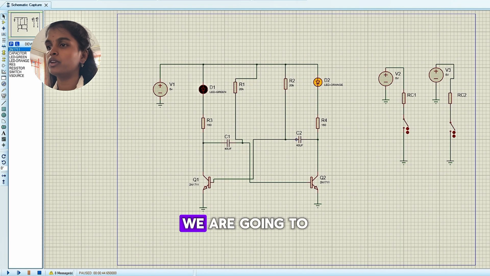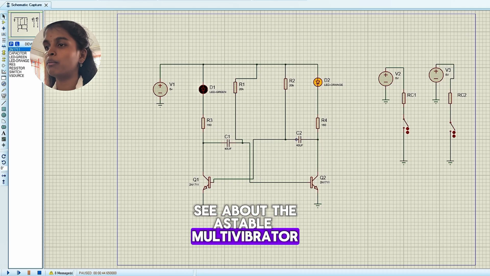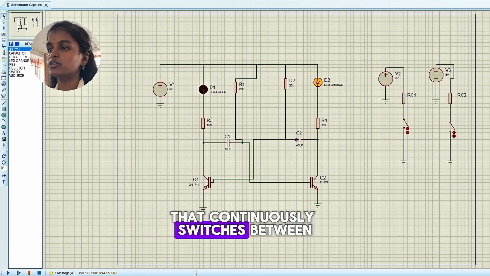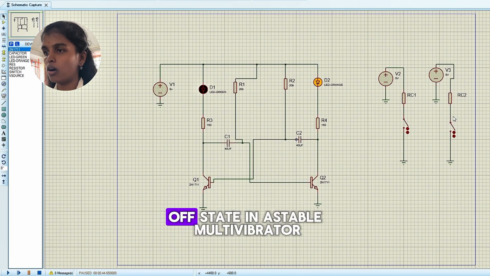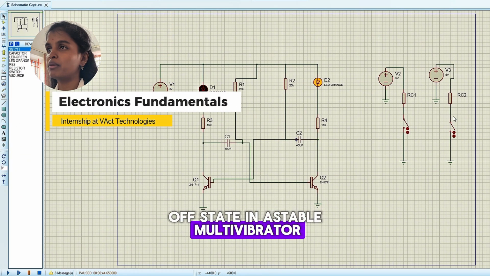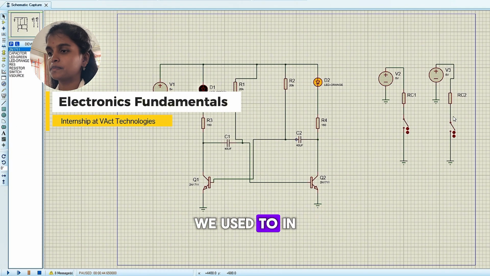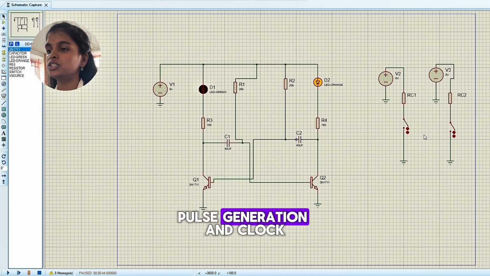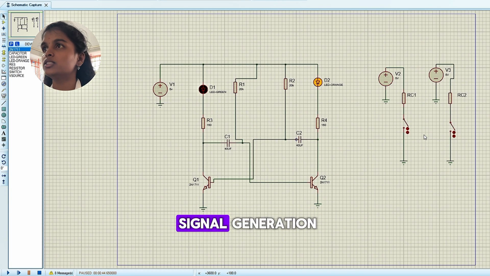In this video, we are going to see about the astable multivibrator. It is an electronic oscillator circuit that continuously switches between on state and off state. Astable multivibrators are used in LED flashing circuits, timer circuits, pulse generation, and clock signal generation.